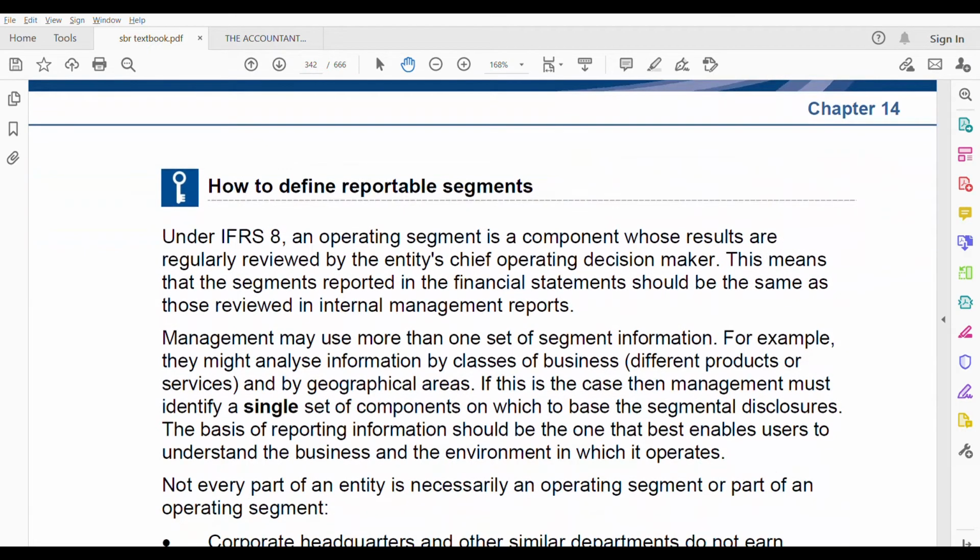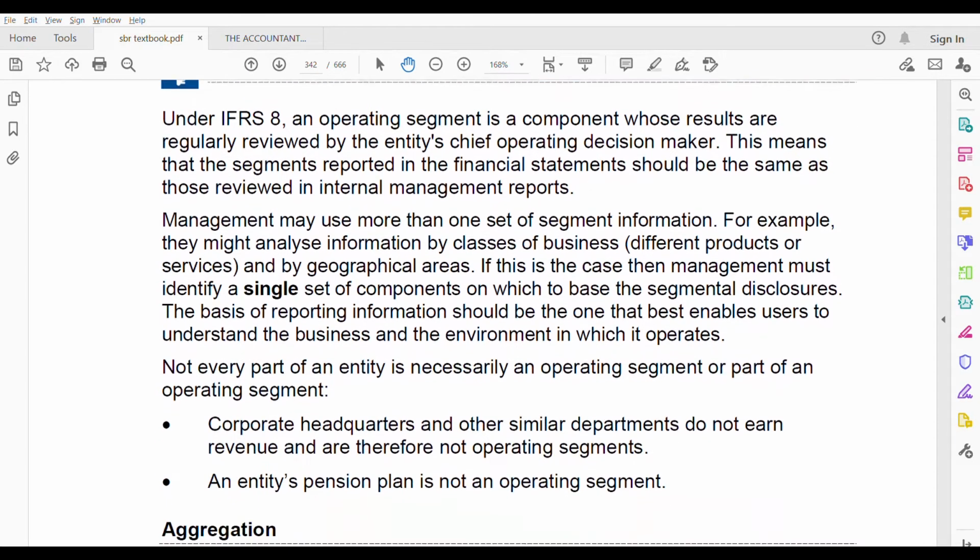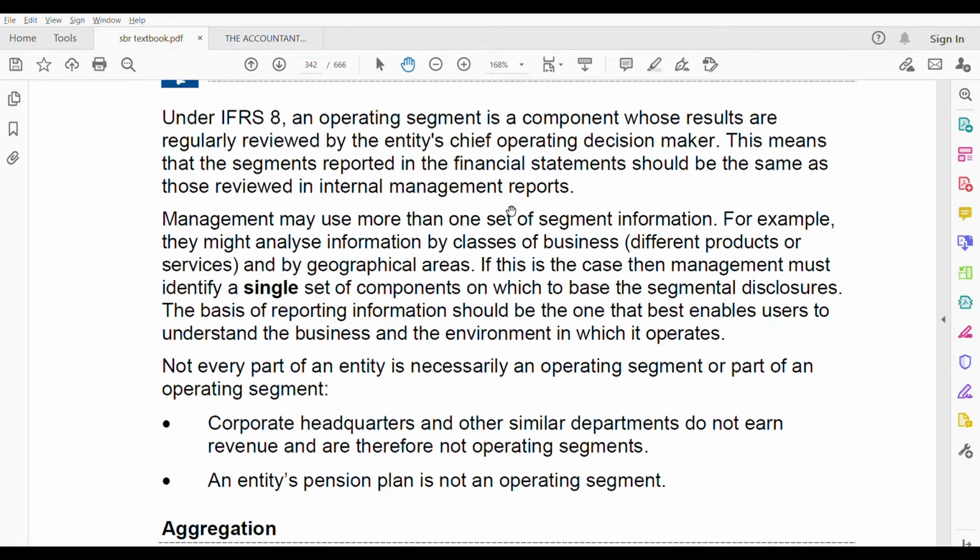And how do we define reportable segments? Under IFRS 8, an operating segment is a component whose results are regularly reviewed by the entity's chief operating decision maker. Right? We know that. This means that the segments reported in the financial statements should be the same as those reviewed in internal management reports. Management may use more than one set of segment information. For example, they might analyze information by classes of business, different products or services, and also by geographical areas. If this is the case, then management must identify a single set of components on which to base the segment disclosure. The basis of reporting information should be the one that best enables users to understand the business.